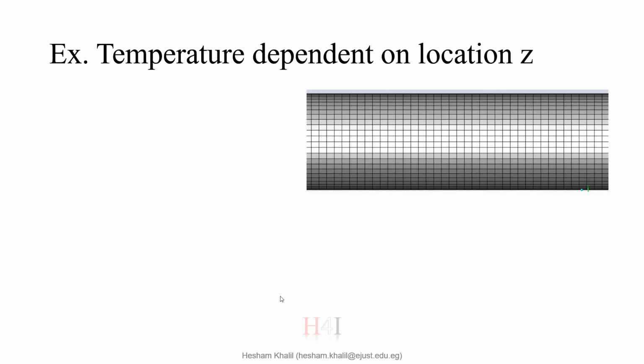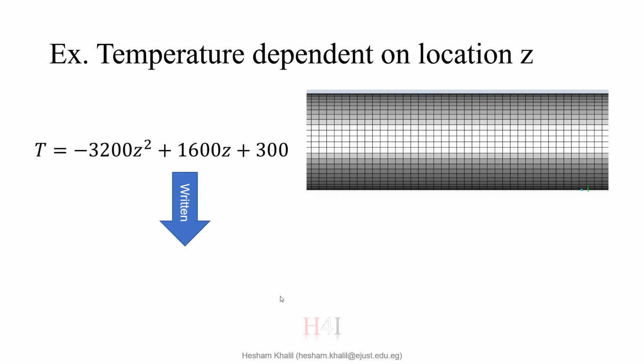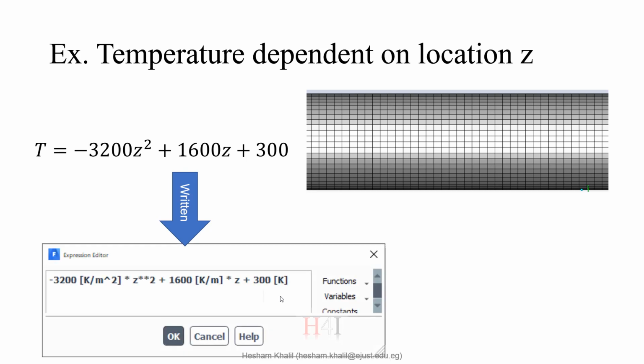Okay. This is an example to define the temperature along the z direction of the pipe. This is a pipe which is extruded in the z direction. So I want to define the temperature as a variable of z. Okay, this is the main equation. It will be written this way. As you can see here, the power z squared is written z double asterisk 2. This is how z squared is written.